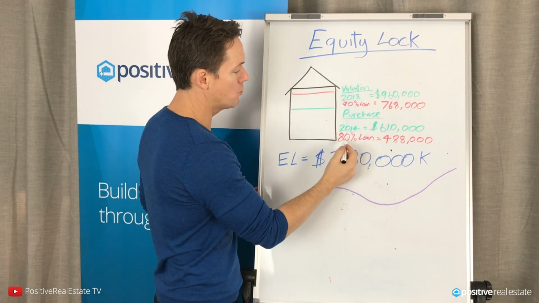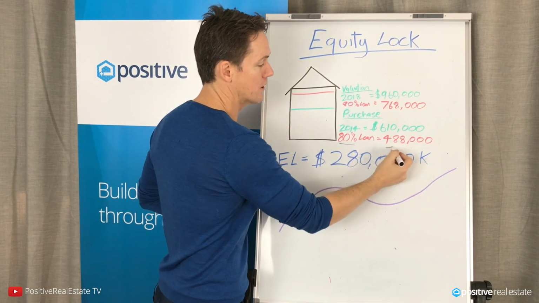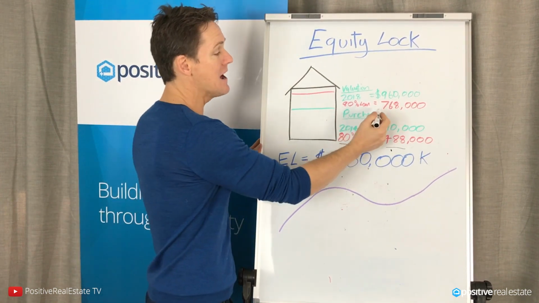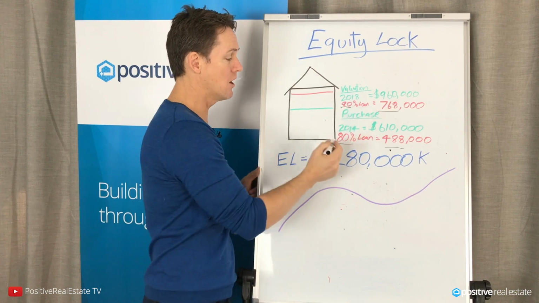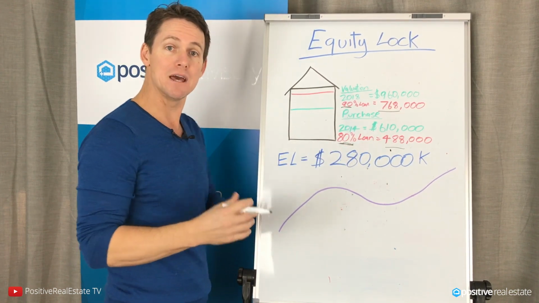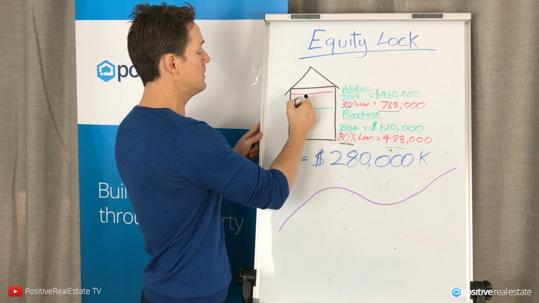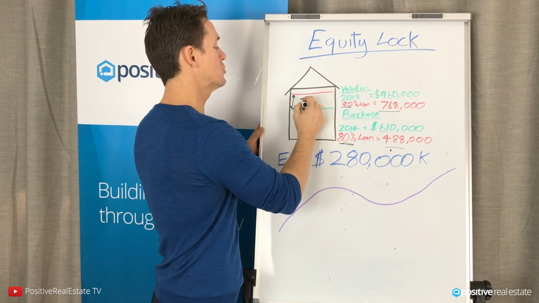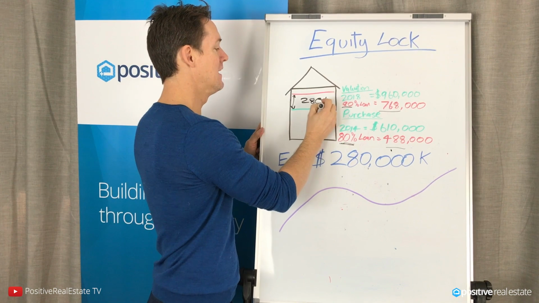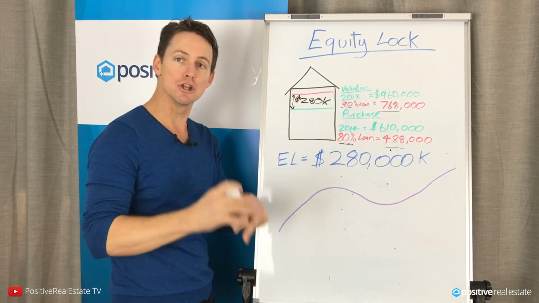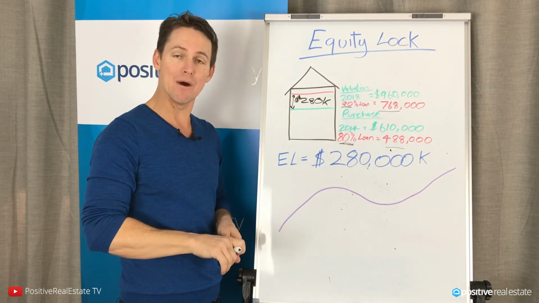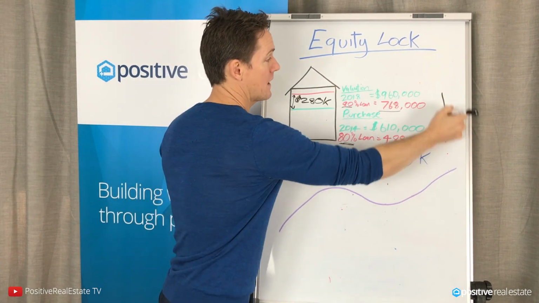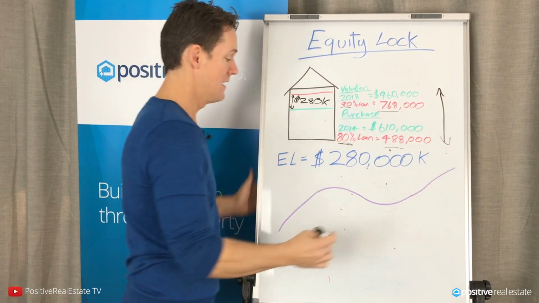The 80% loan when it was purchased in 2014 was $488,000. And now the availability of an 80% loan enables us to increase the loan to include an extra $280K of equity to lock in that's available right now as a property investor.